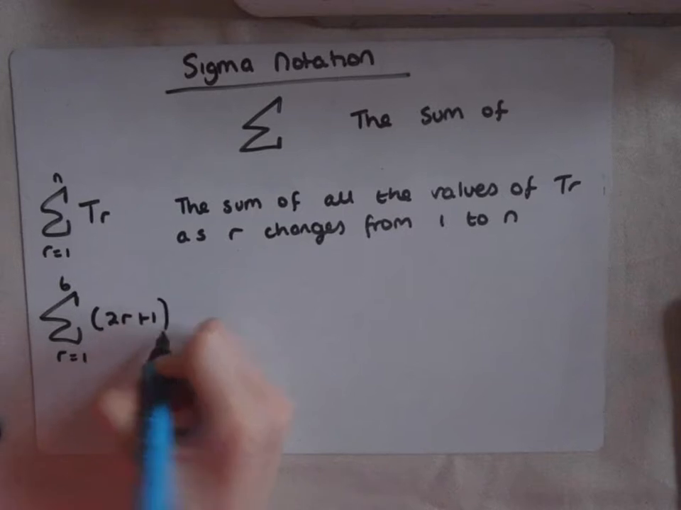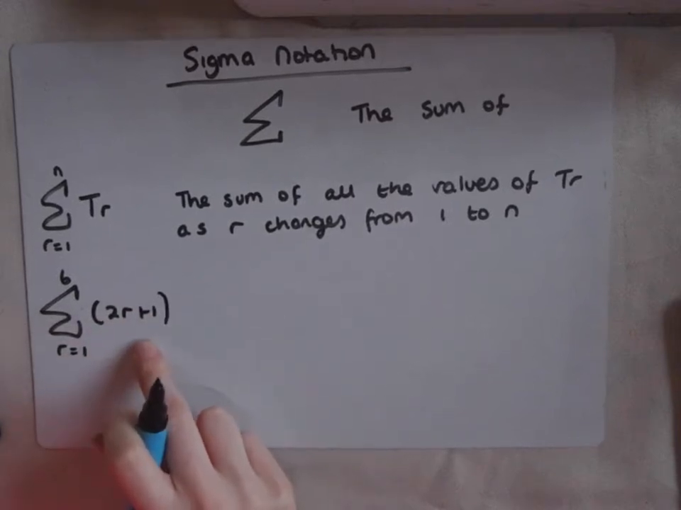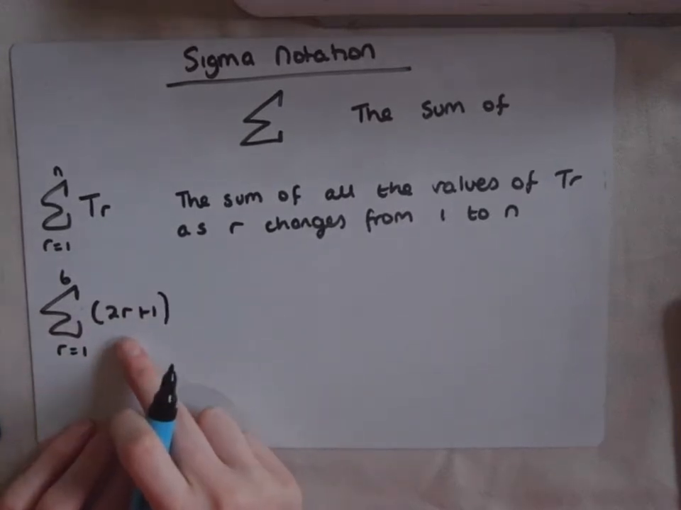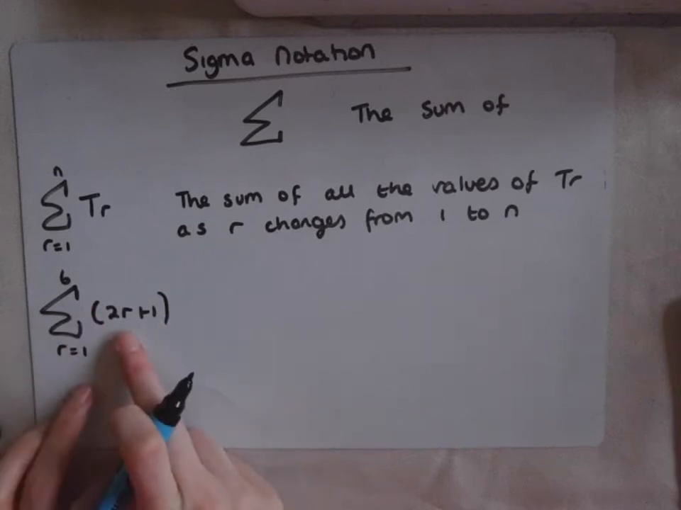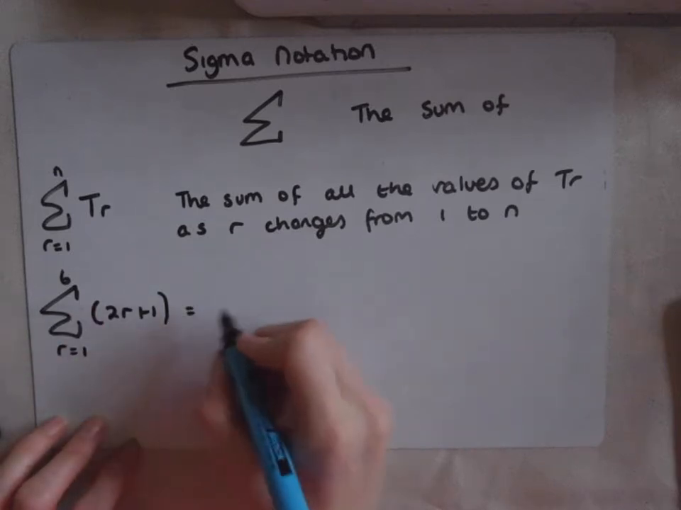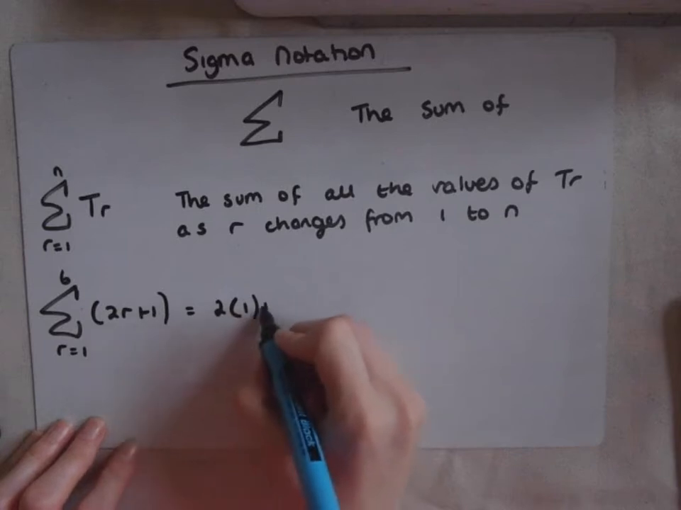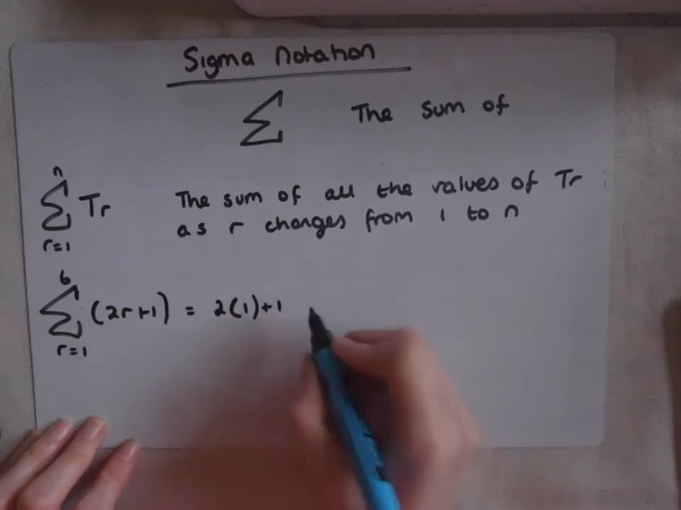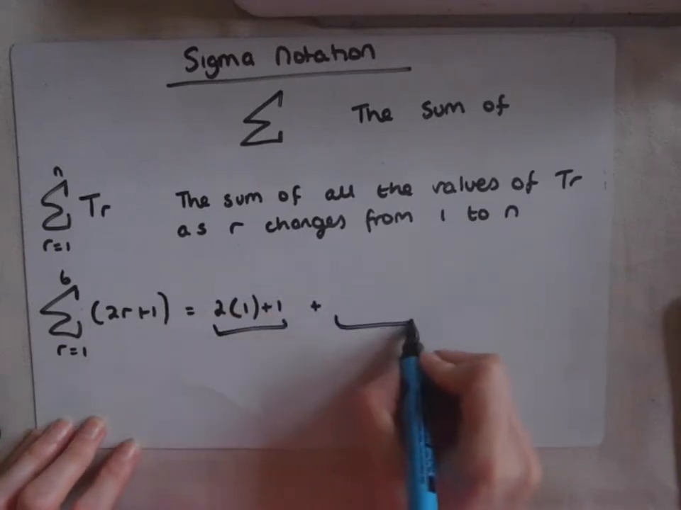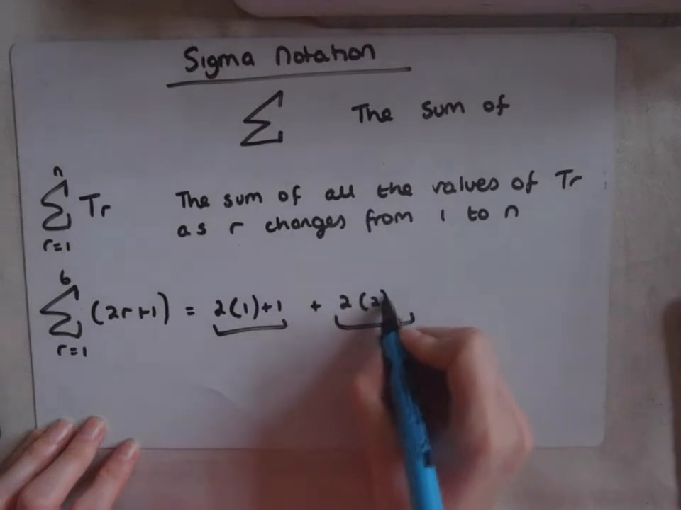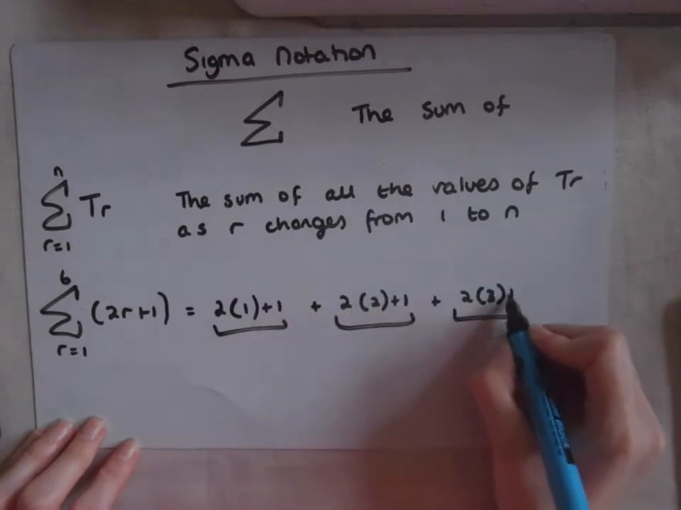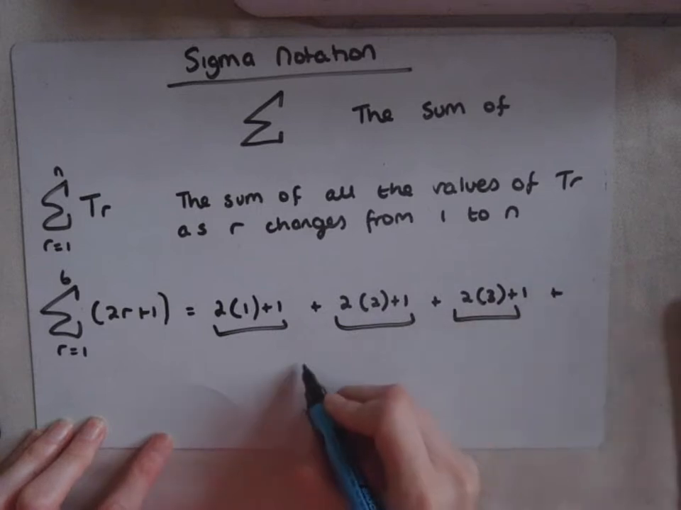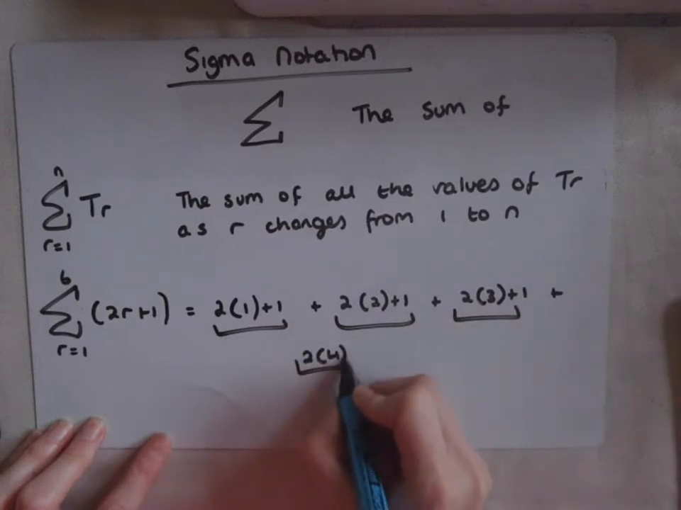This is my T r, okay? So what that means is the sum of all the answers for this as r goes from 1 up to 6. So that would mean r is 1, plus the next one is r is 2, the next one is r is 3, and so on up to r is 6.